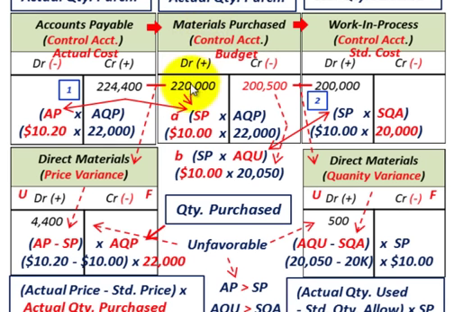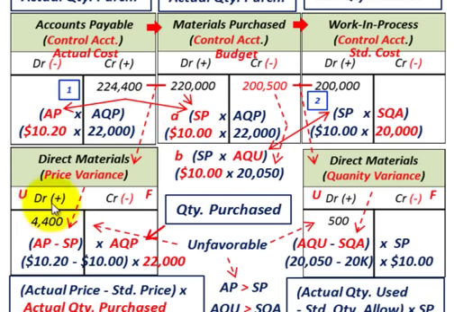So you can see here we have a difference between what we actually paid, $224,400, versus our budgeted, or based on our standard pricing, $220,000. So the difference goes into our direct materials pricing variance account. And what would the difference here be? The difference is $4,400: $224,400 compared to $220,000.